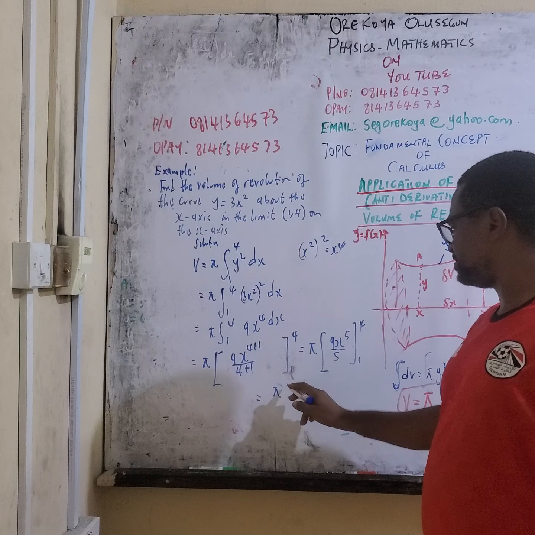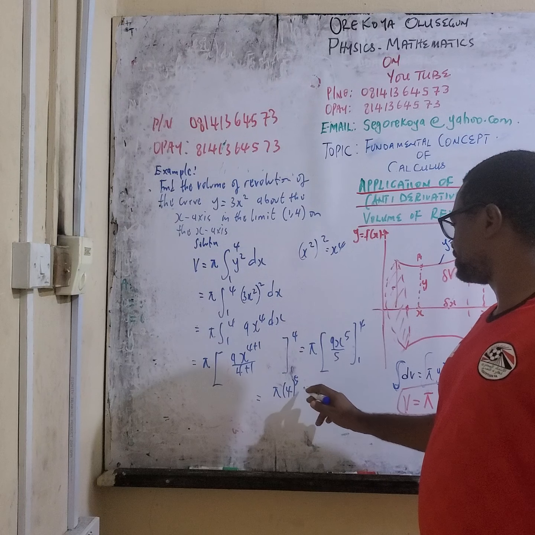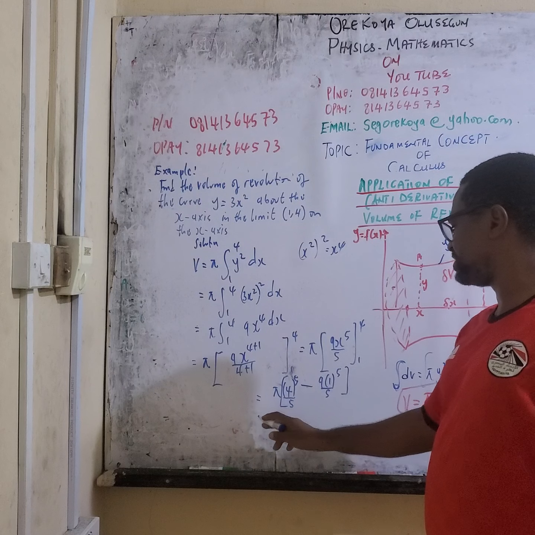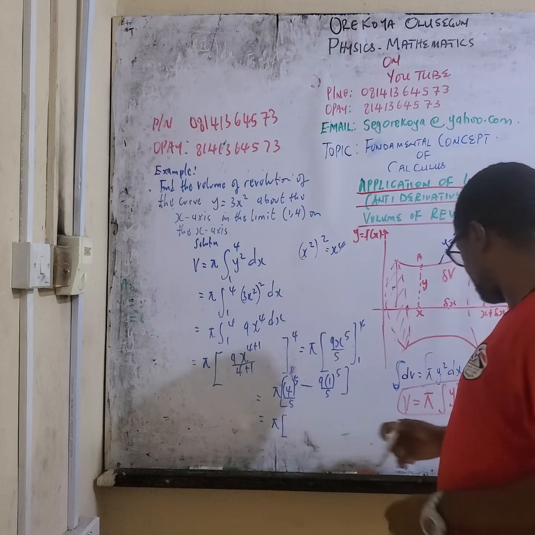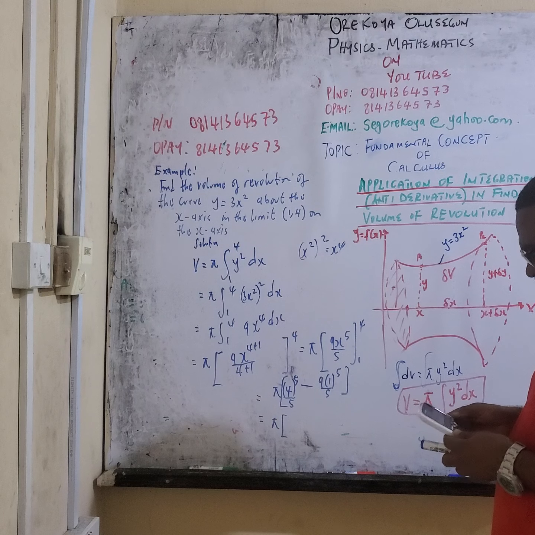So what I have here now is going to be pi. Then we substitute this 4 here, that is 9 times 4 raised to power 5 over 5, minus, you substitute 1 here, 9 times 1 raised to power 5 divided by 5. So this can be simplified as pi. I will take my calculator and get what is 4 raised to power 5 over 5, that is 4 divided by 5 raised to power 5.